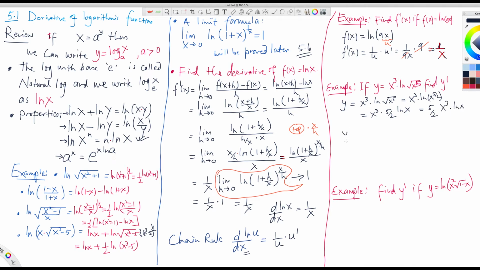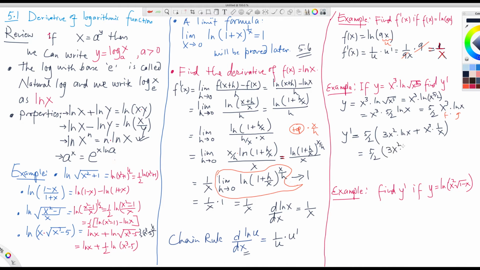Now I want to find y prime. You can think of this as f times g. The 5/2 is just a constant, so you can pull that constant out. What is the derivative of f times g? It is f prime times g plus f times g prime. f prime is 3x squared times g, which is natural log of x, plus f times g prime: x cubed times 1 over x. Let's simplify that. This is 5/2, right?